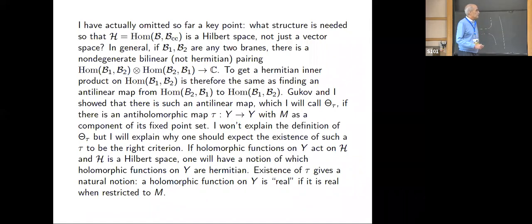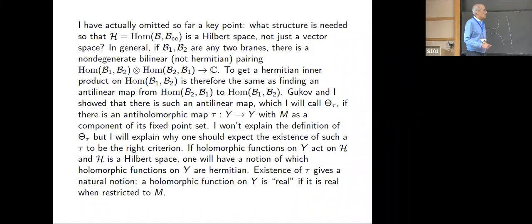So, well, there's an important detail. I defined the Hom space in general as a vector space. This page is devoted to explaining what we need to make it a Hilbert space, not just a vector space. And basically, we need M to be a real submanifold of Y. That means there's an anti-holomorphic map from Y to itself, with M as a component of its fixed point set. So, for example, at lunch, I was reminded that Nash proved that in 4 dimensions, every M is such a fixed point set of an anti-holomorphic involution of a complex manifold, even a complex algebraic variety. So we need M to have that structure.